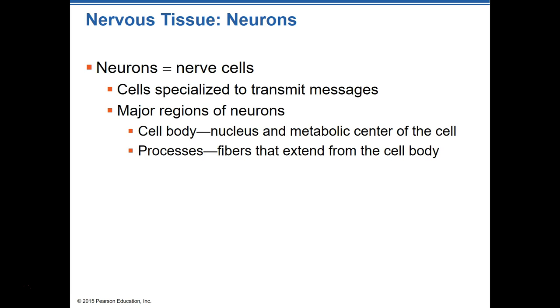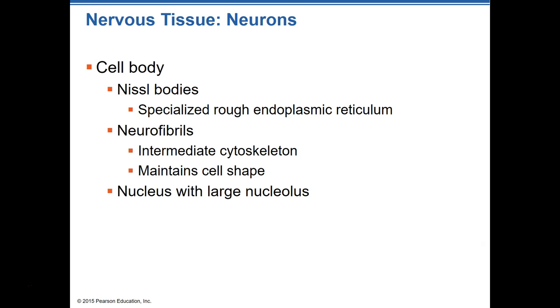But neurons are nerve cells. There's major regions of these neurons. We have the cell body that's going to contain the nucleus and the metabolic centers of the cell. And then we have the processes, the fibers that come out and extend from the cell body. When we look at neurons, we usually think of them as all looking the same, but there's different types of neurons. Within the cell body, there's some Nissl bodies. These are specialized rough endoplasmic reticulum. There's some neurofibrils, which help give us a shape and maintain a cytoskeleton in there. And then there's a nucleus with a large nucleolus. So that's typically what we see inside of these.